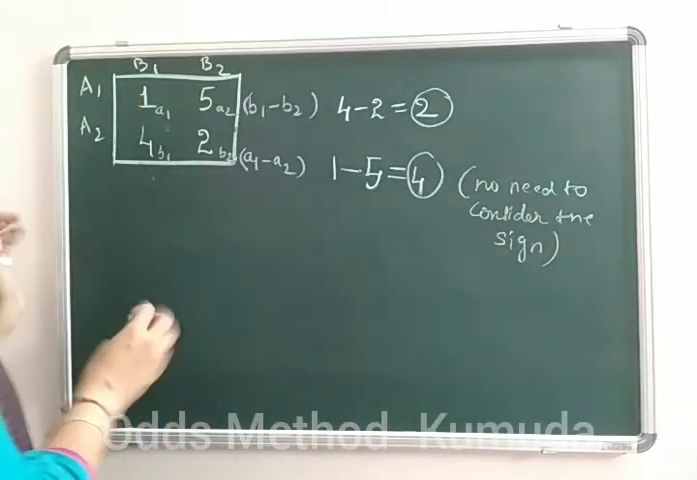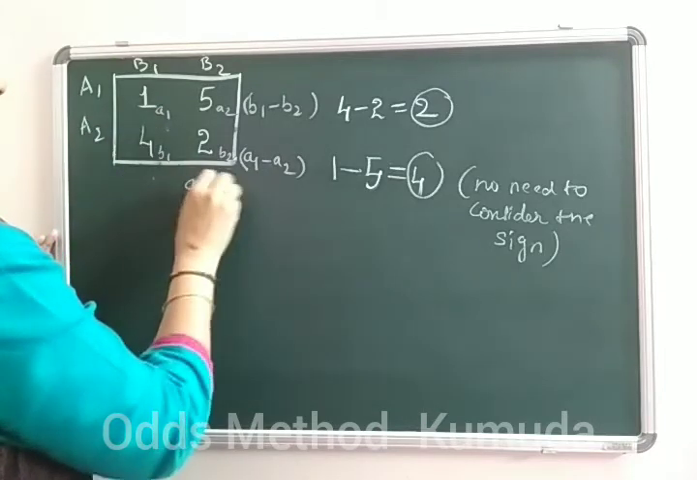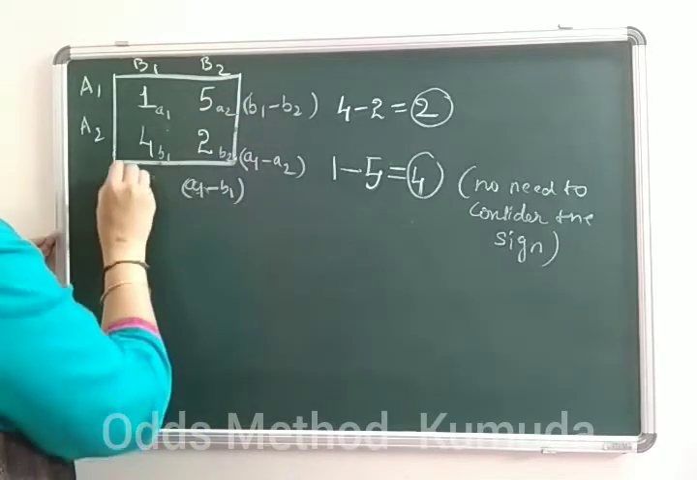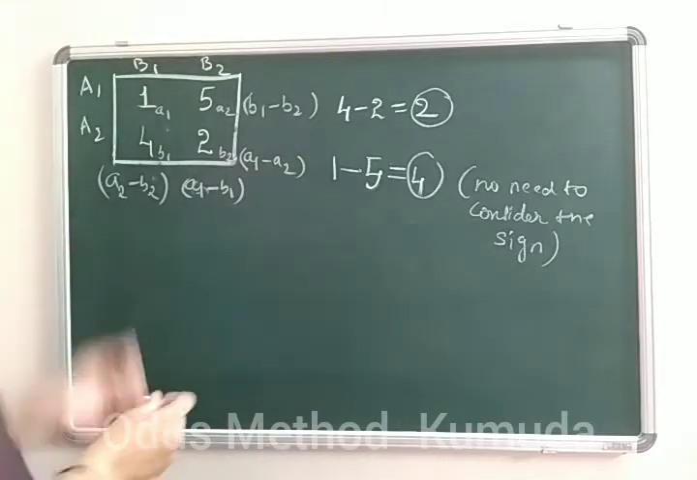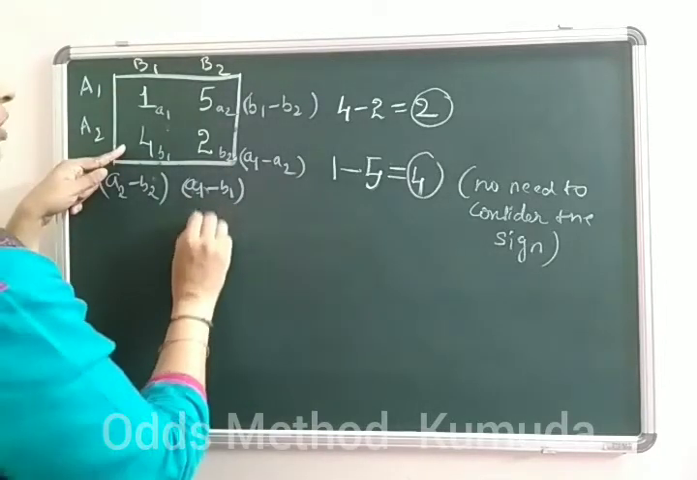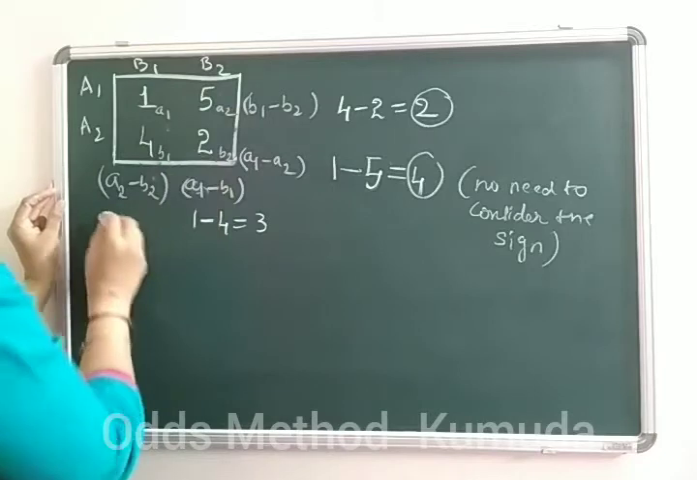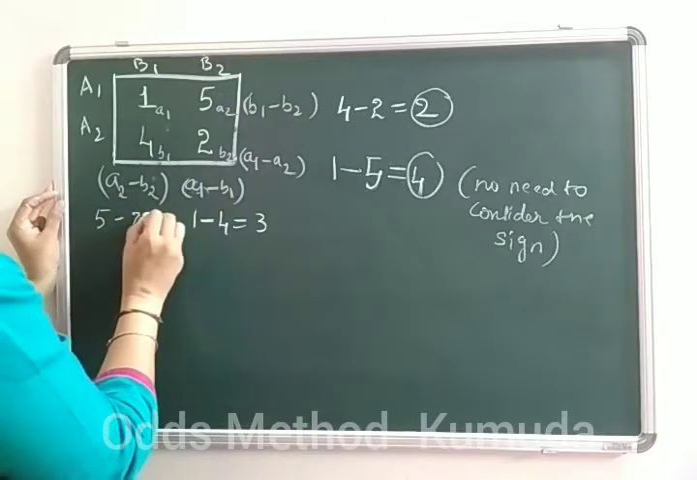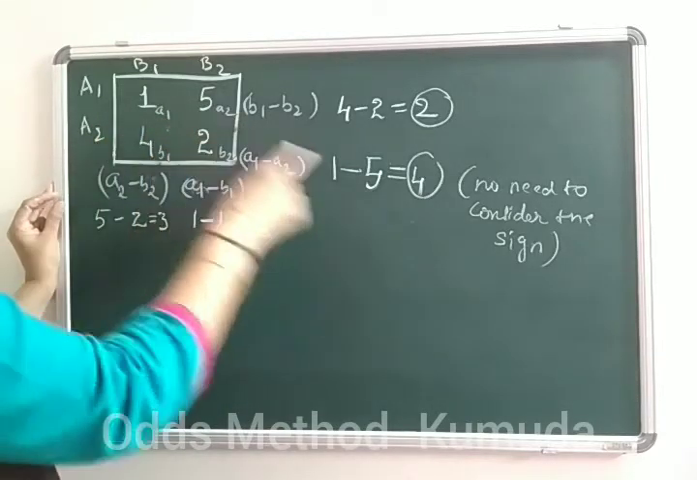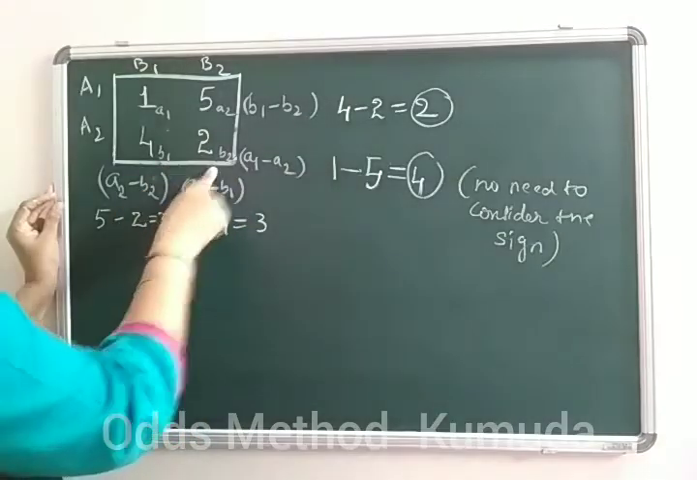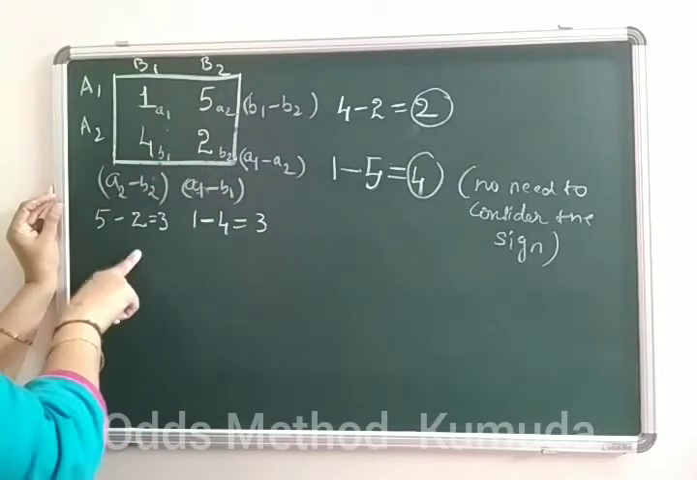Now according to the column odds, find A1 minus B1 and write below your second column. So A1 minus B1 is written here and A2 minus B2 is written on the bottom of the first column. So how do we do that now? 1 minus 4 should be written here. Again the difference is 3. Don't consider the sign here. And 5 minus 2 should be written here. That gives us the difference again as 3. So I would repeat. 1 minus 5 is 4, written in the second row. 4 minus 2 is 2, written in the first row. 1 minus 4 is 3, written below the first column. 5 minus 2 is again 3, written below the first column.